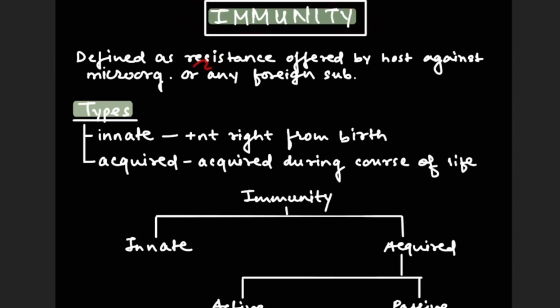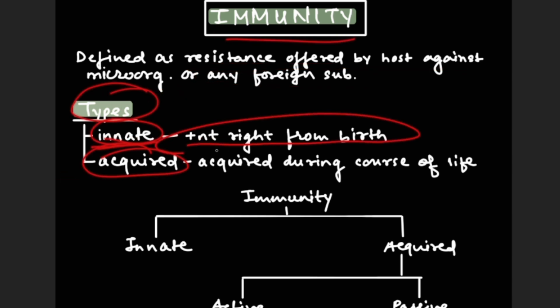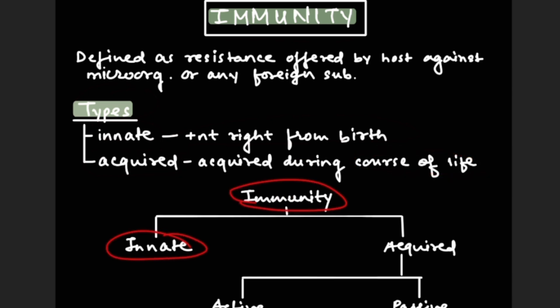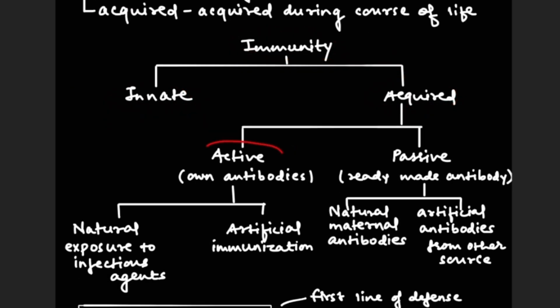So immunity is defined as resistance offered by the host against microorganisms or any other foreign bodies. Immunity can also be divided into two types, innate and acquired. Innate immunity is present right from birth, and acquired immunity is acquired during the course of life. Acquired immunity is also divided into active and passive. Active immunity is developed by the body's own antibodies, and in passive immunity there are ready-made antibodies.